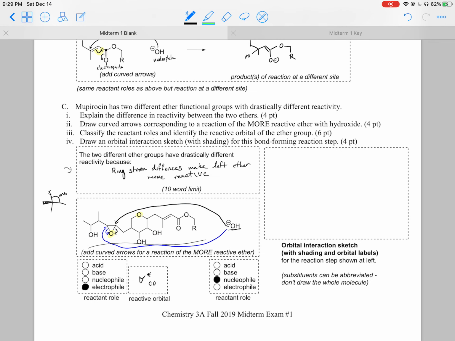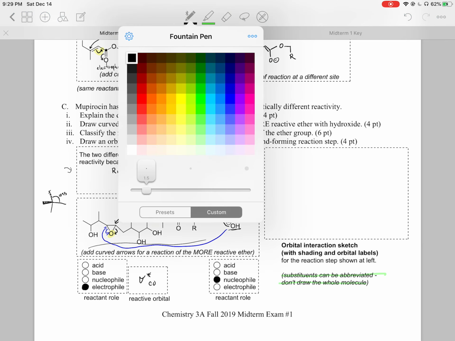Okay, we did part 3 of letter C, and the last part is drawing the orbital interaction sketch. And over here it says substituents can be abbreviated. Don't draw the whole molecule, that would be so much to draw in this little box. So we are going to make our lives so easy. Well, not so easy, but you know, easy enough.